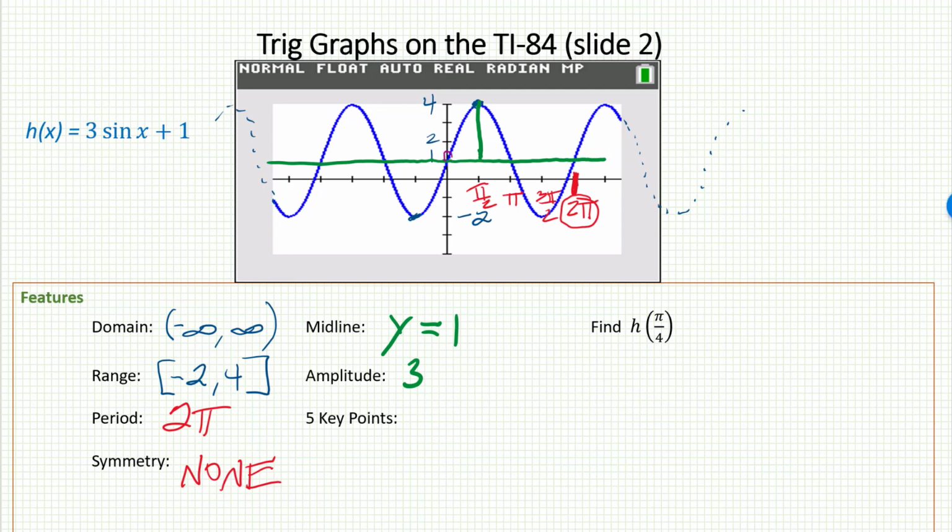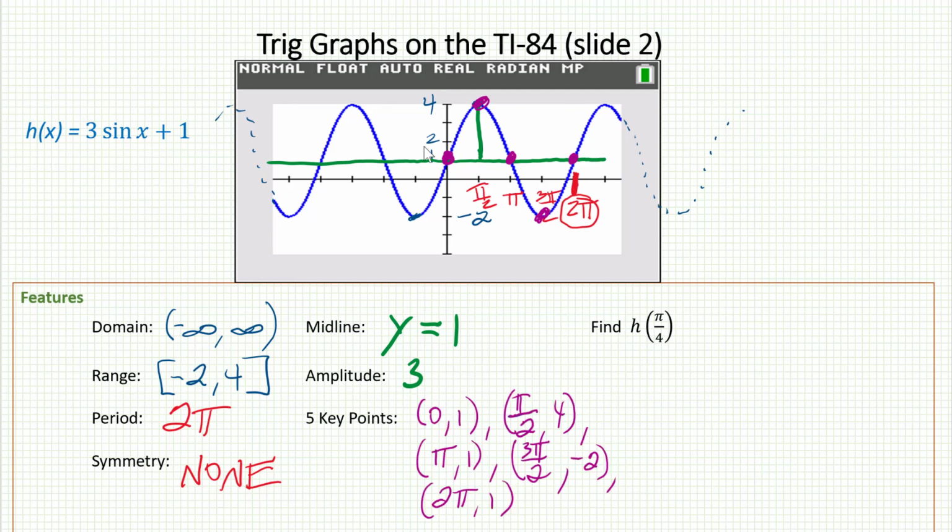And then the 5 key points. Remember, the sine function goes middle, high, middle, low, middle. It's the spots within one period where the graph is hitting either the midline or the high or low values. Let's write down the coordinates of those points. So we've got (0, 1), (pi over 2, 4), (pi, 1), (3 pi over 2, -2), and (2 pi, 1).